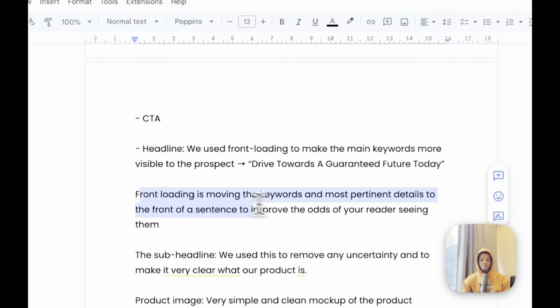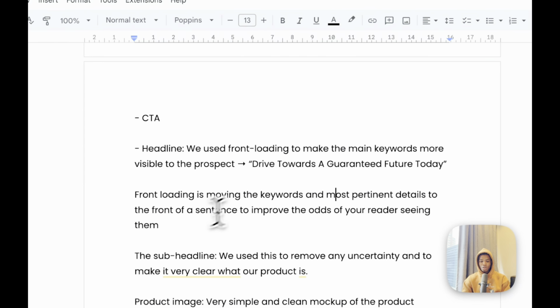So front loading is moving keywords and most pertinent details to the front of a sentence to improve the odds of your reader seeing them.